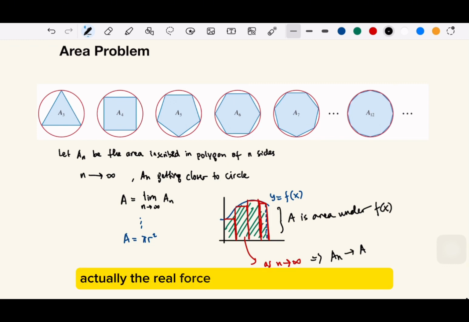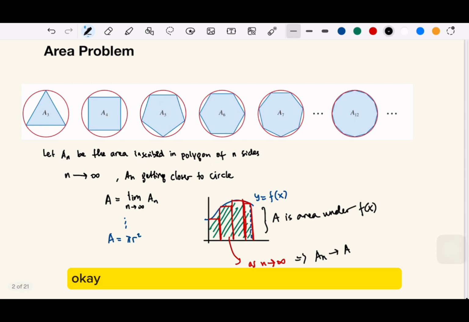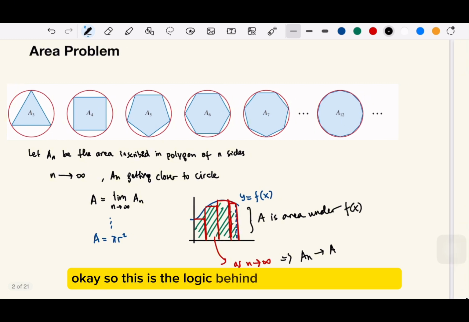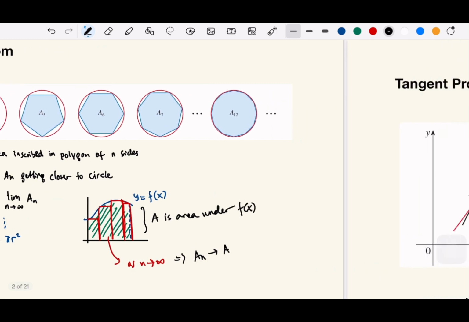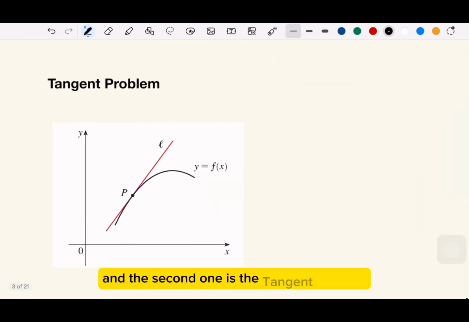Actually, the real course has not started yet. This is just an introduction part. But that's okay if you want to take notes. So this is the logic behind the area problem. And the second one is the tangent problem.